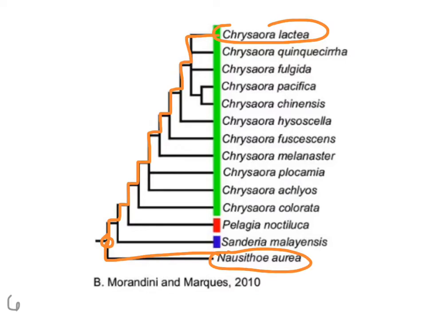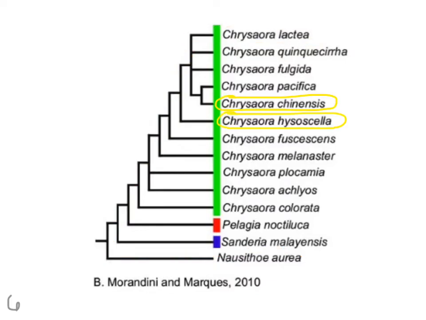Now, back to the question I actually asked. The common ancestor of Chrysora chinensis and Chrysora hydrocella. Well, we trace the lines back. This one goes back to there. This one goes back to there, and that's where they meet. So that's their most recent common ancestor. Not so far in the past.